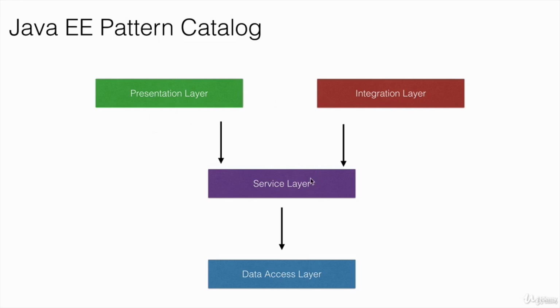Each layer here uses the services provided by other layers. The services layer uses the data access layer. The presentation layer and the integration layer can use the services layer services. With that understanding, the design patterns in the Java EE space are organized across these layers.